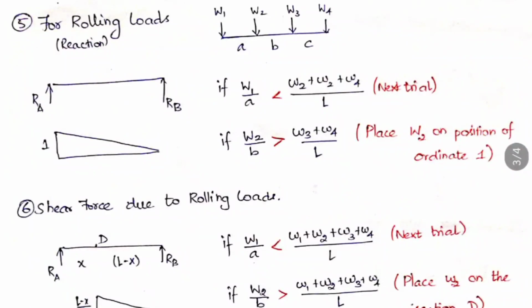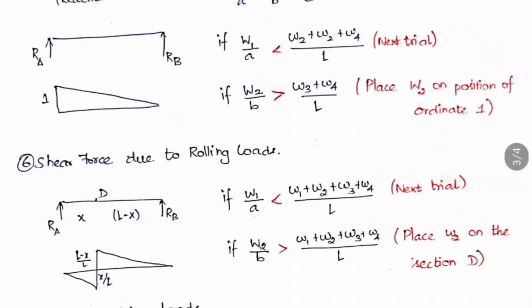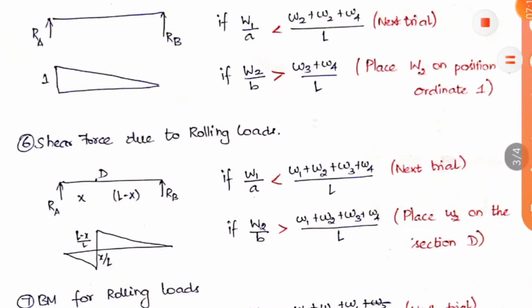Okay, so here if you are getting a value greater than W2 by B, it means that when you place W2 at the point of ordinate 1, you will be getting the maximum reaction support. Sorry, it's not bending moment, it's the maximum reaction support. Okay, so this is for the reaction support.